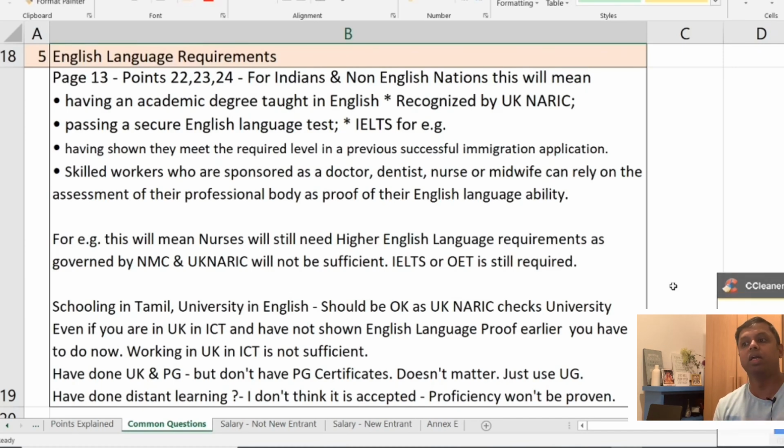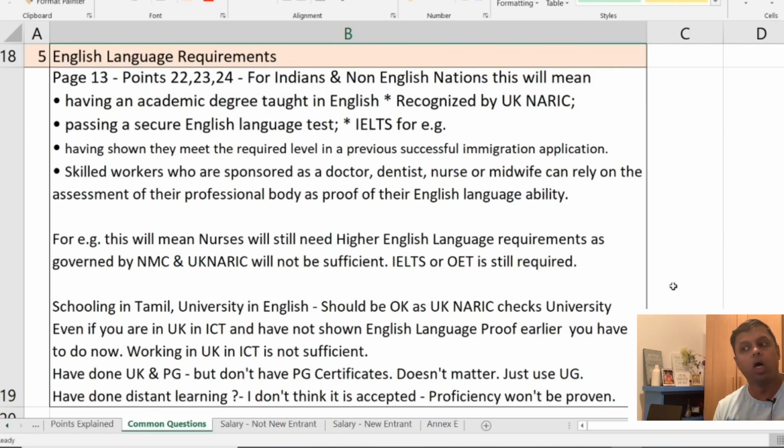If your degree was not taught in English, or if UK NARIC says that your degree is not recognized, or if you've done only diploma and you've not completed a degree in India, for any of those reasons, if you're not able to get the UK NARIC, then you have to write the IELTS, and you have to write IELTS General. IELTS Academic is required for your university admissions, but IELTS General is enough for English language proficiency, and you need to pass your English language test.